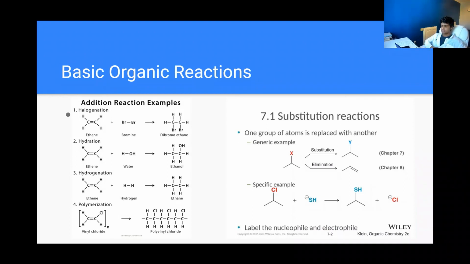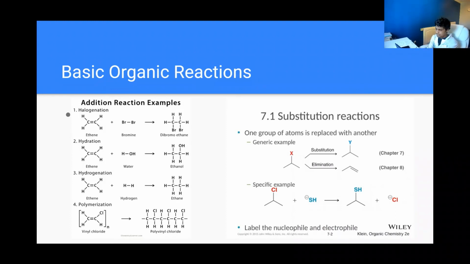Addition reaction examples: so halogenation, the bromine attaches to the double bond, same with water. Hydrogen, and then polymerization is where the double bond splits and links with other vinyl chlorides.